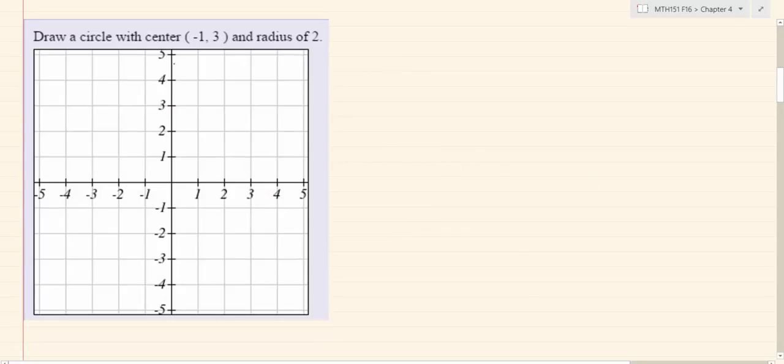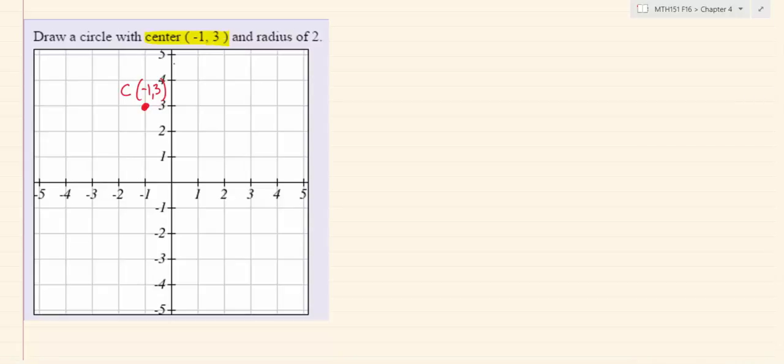Here's a sample problem. Draw a circle with center (-1, 3) and a radius of 2. (-1, 3), so that's going to be -1, positive 3. Right there's the center point. And I like to label this C, (-1, 3). I like to put a C on it because that tells me it's a center point.